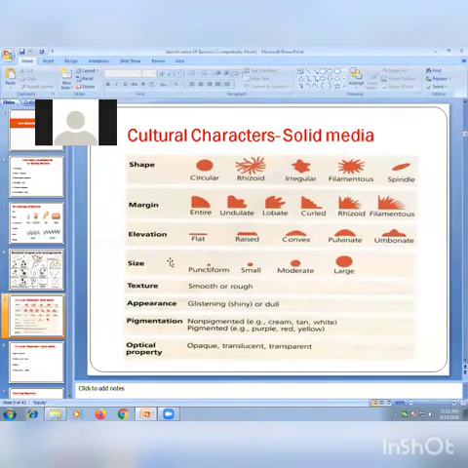Then the texture of the colony, also known as structure. Structure and texture are one and the same. So smooth and rough. Generally the smooth colonies are produced by capsulated organisms, and non-capsulated organisms generally produce a rough surface or rough texture colonies. Then the appearance of the colony: glistening, shiny or dull. Few bacteria produce dull colonies, few produce shiny colonies. Then the pigmentation, the color of the colony, is very important for identification. Different bacteria produce different colored colonies.